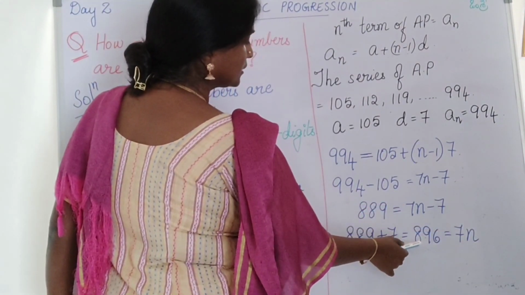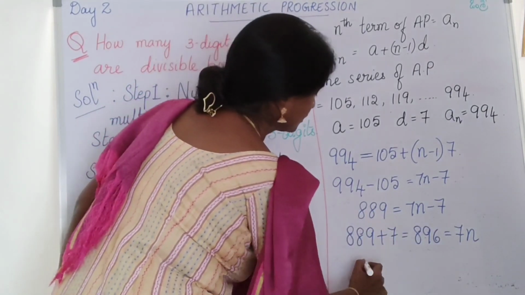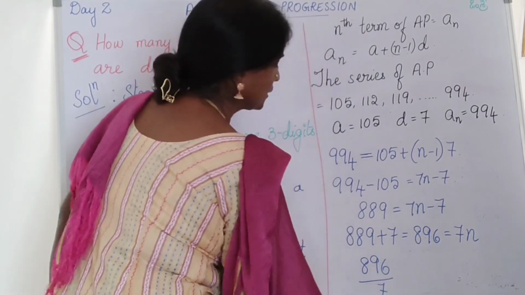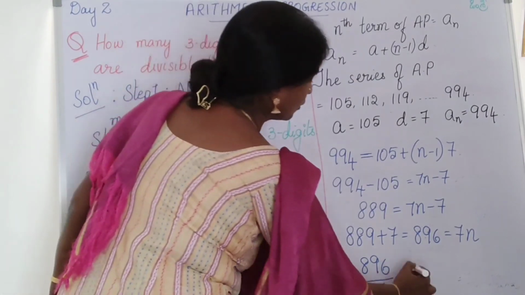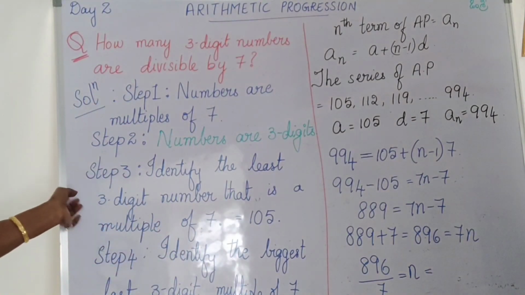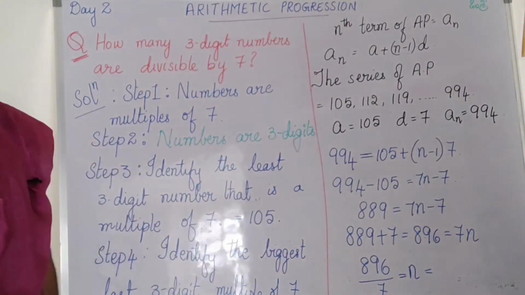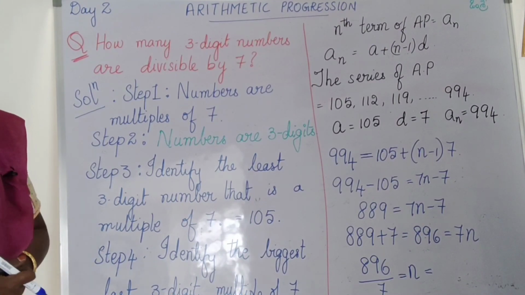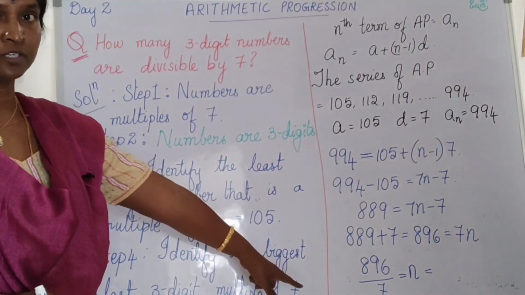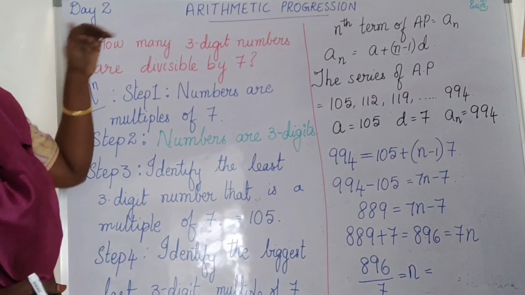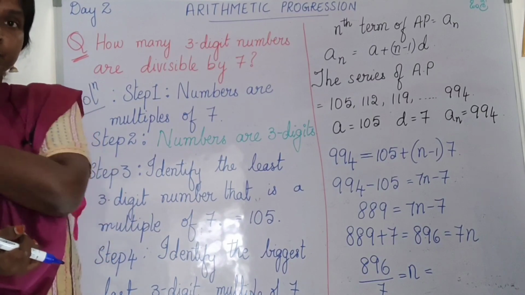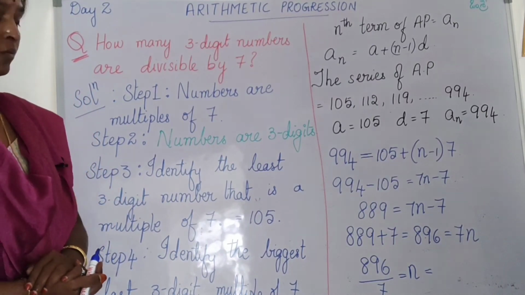And when this coefficient of n is transposed to LHS, it becomes division. So you need to divide this number 896 by 7 to get the value of n. Hope you are following this one. So this is how you have to solve a problem. So find out what the answer is here. I am not writing the answer, you need to find it out. That number will be the number of 3-digit numbers which are divisible by 7. Hope you followed. Thank you.